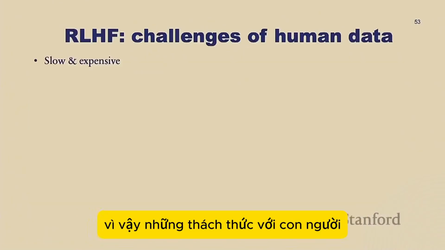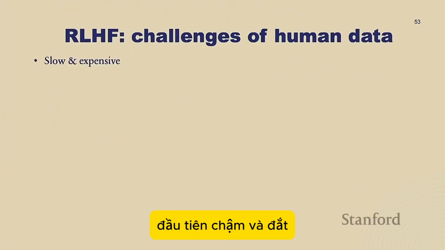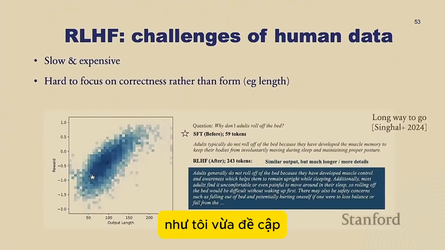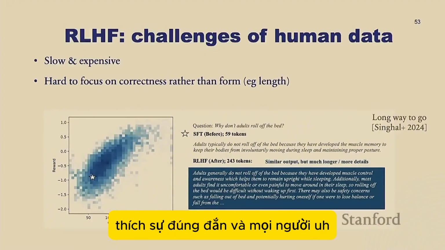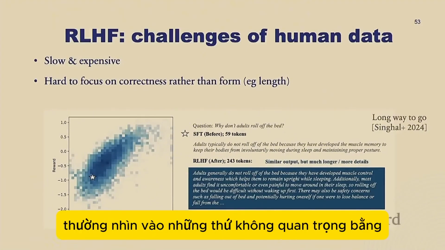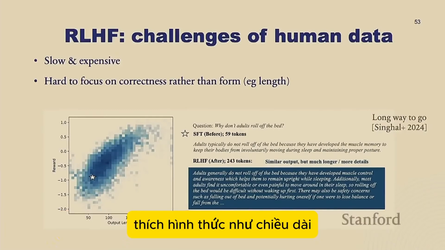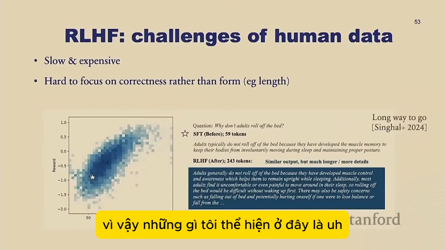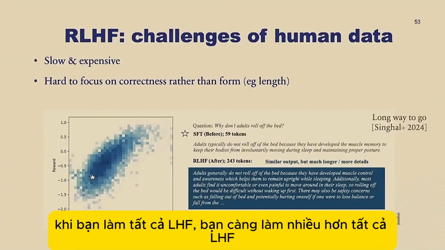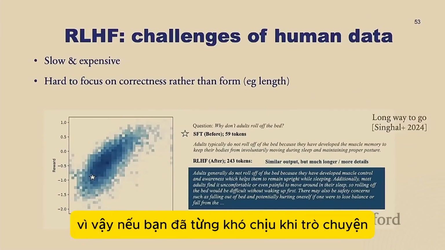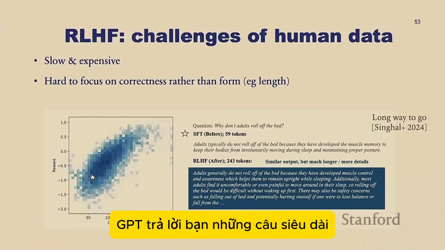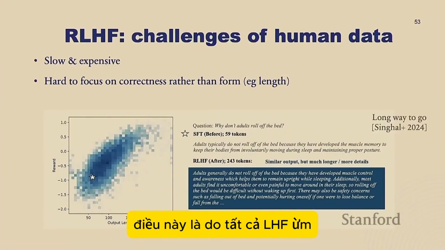So, challenges with humans. First, slow and expensive. Second, as I just mentioned, it's hard to focus on things that matter, like correctness. People usually look at things that don't matter as much, like the form, like length. What I show here is that the more RLHF you do, the longer the output of the models becomes. So if you've ever been annoyed at ChatGPT answering you with super long sentences, this is because of RLHF.